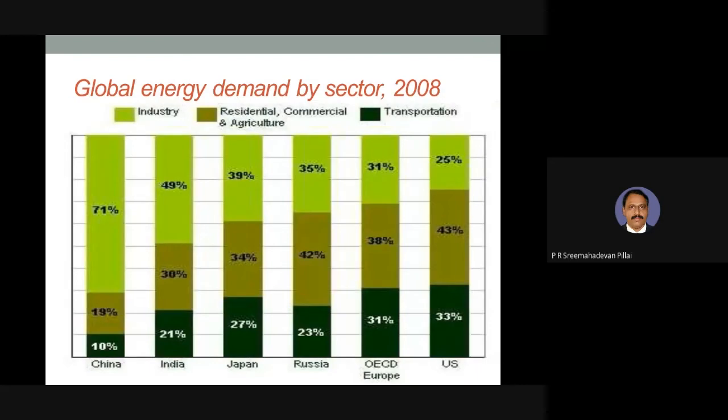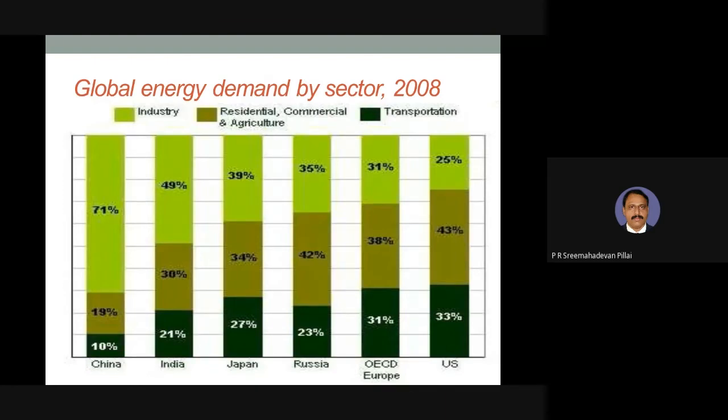And let us see what is the global energy demand by sector in 2008. Why 2008 is I don't have the data with me for 2020. 2020 will be a proportion of this, and you just see what is the percentage by which energy is used in industry. Industry, that light green color shows industry use, and then that brownish green shows residential, commercial, and agriculture. The dark green shows transportation.